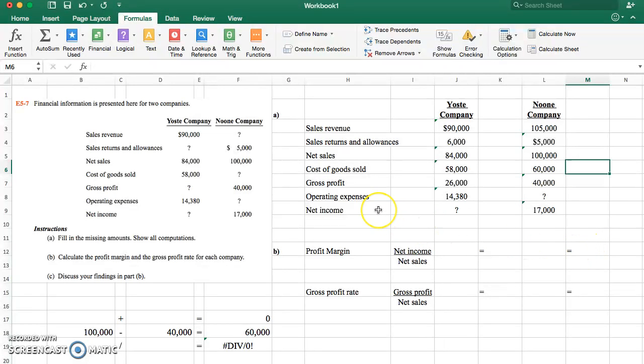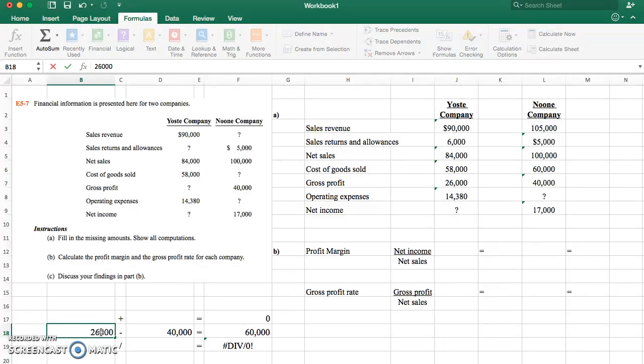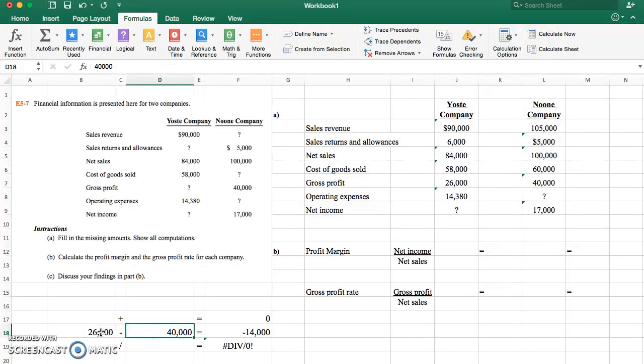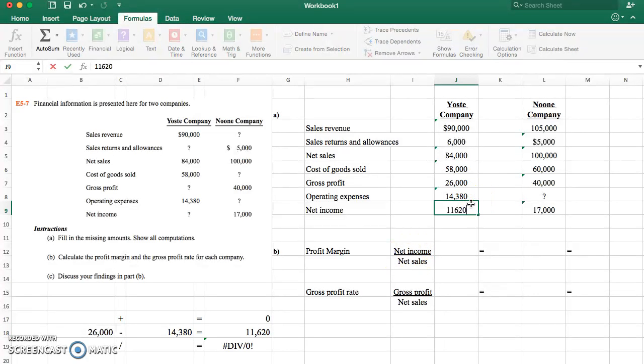And the last part is our net income, which is calculated by taking our gross profit and subtracting any operating expenses. So for Yost Company, we've calculated the $26,000 in gross profit, and we've been told that the operating expenses are $14,380, which gives us a net income of $11,620.